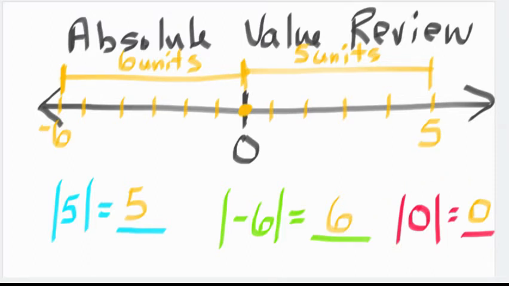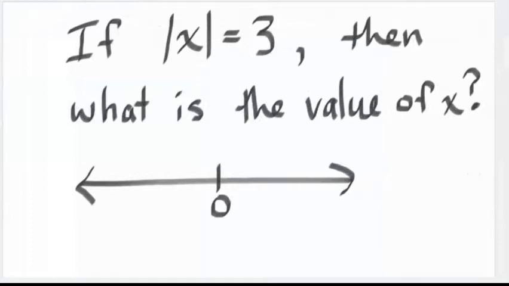All right, so we're going to be looking at a more advanced question now, where we've got a variable. If the absolute value of x, some number x, is equal to 3, then what is the value of x? Well, you've got to think, what could this number be inside here for it to equal +3? That's asking, what number has a distance of 3 from 0? So what number is 3 away from 0?